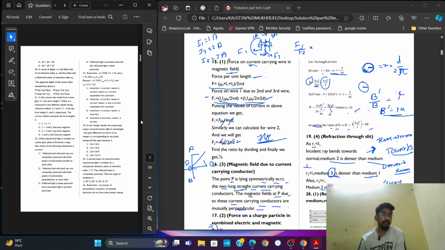Okay. A vessel of depth x is half filled with oil of refractive index mu 1. The other half is filled with water of refractive index mu 2. The apparent depth of the vessel when it is viewed from above is. Like this, this is the vessel. Okay, the image is already given.